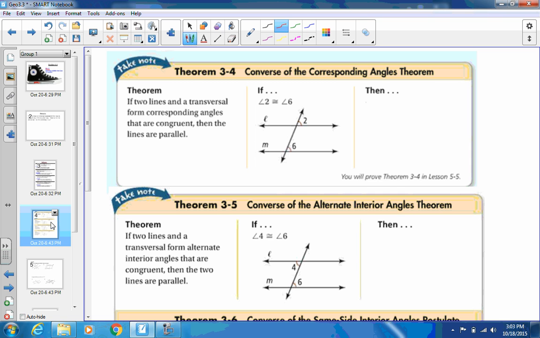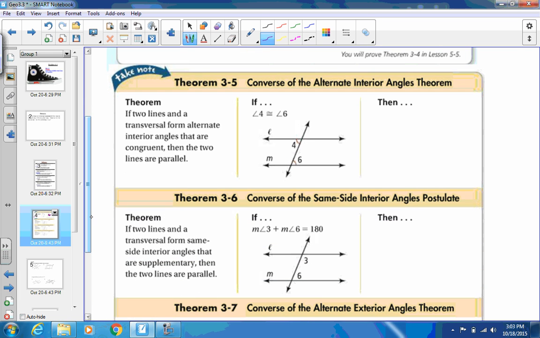The way it looks in your notes, these are all written out for you. So the converse is written out. In our example there, the converse of the corresponding angles theorem, if angles 2 and 3 are congruent, then line L is parallel to line M. Those are our two lines in question.